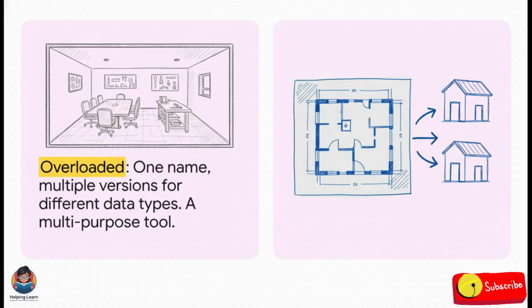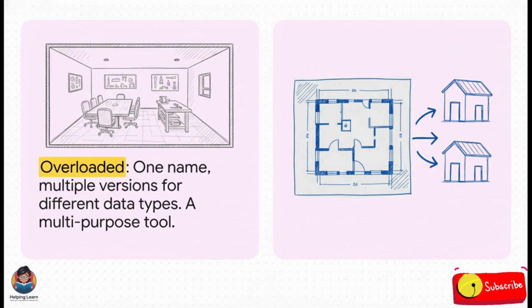Okay, another big design decision is how we create rooms that can work with different kinds of materials. One way is with overloaded subprograms. This is where you have multiple functions that all share the same name, but are built to handle different types of data. So you might have one add function for numbers and another add function for text.